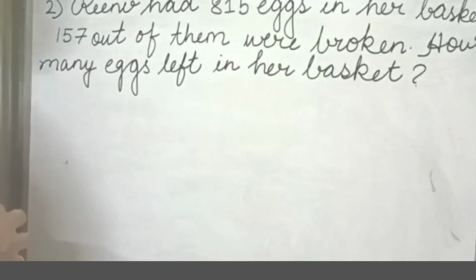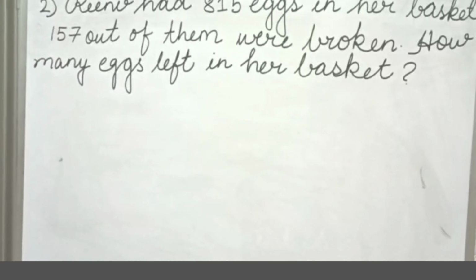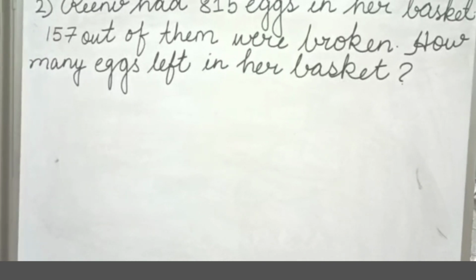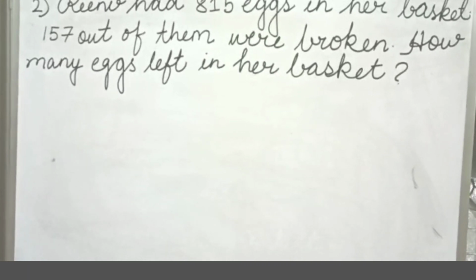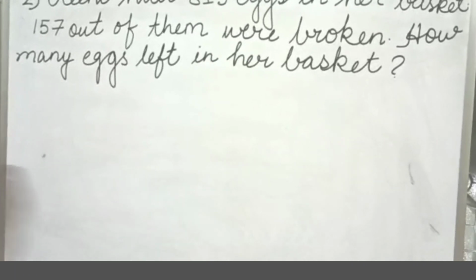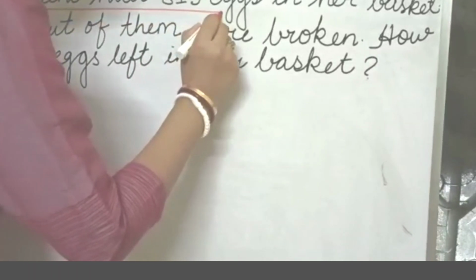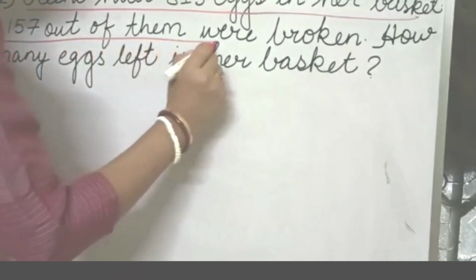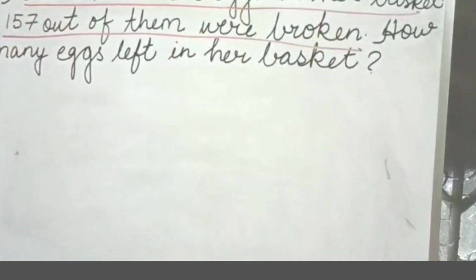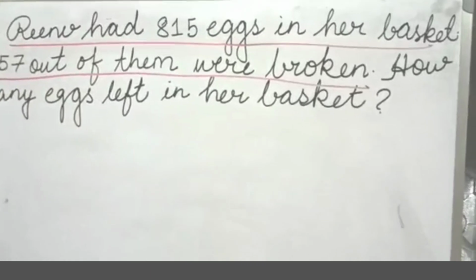Now let's see the next example. Reenu had 815 eggs in her basket. Out of them 157 were broken. So how many eggs are left in her basket? Let us first underline the information that Reenu had 815 eggs in her basket and 157 eggs were broken. Now we have to write the sentences.